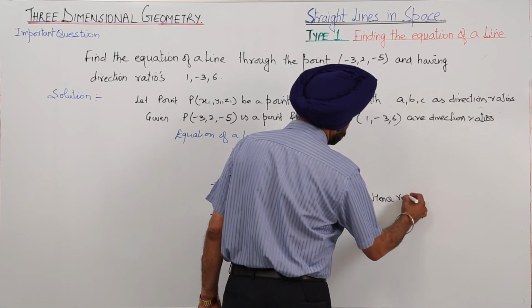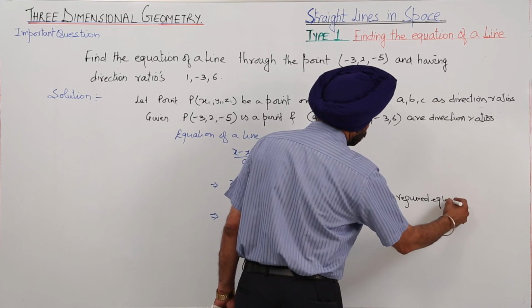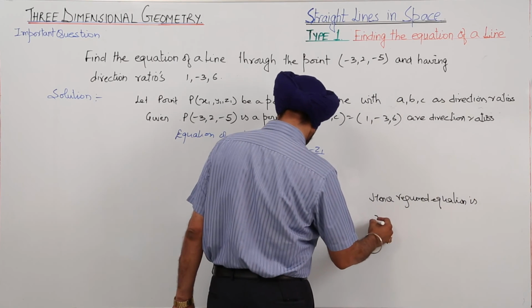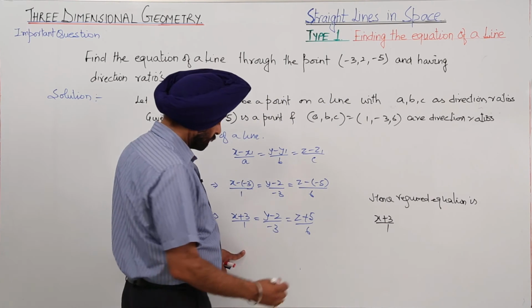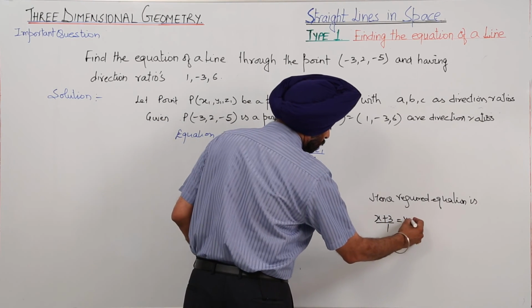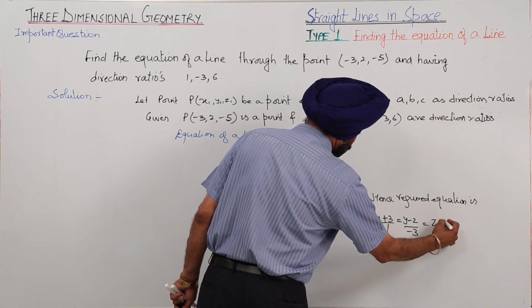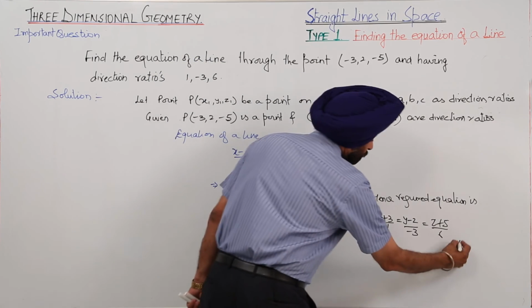Hence, the required equation is x plus 3 upon 1 is equal to y minus 2 upon negative 3 is equal to z plus 5 upon 6. Answer.